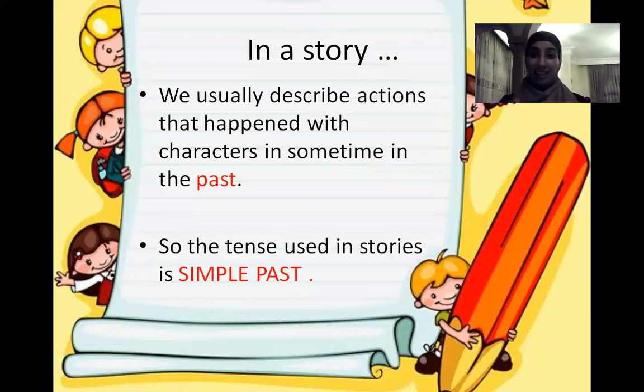And remember, the past tense has two forms: the regular form, in which you use the ed, and the irregular forms like see, saw, go, went. You should use the past tense when you write a story. So the past tense is used in stories. You use the simple past tense. You add ed to the regular verbs, and you can use the irregular verbs also in the story.